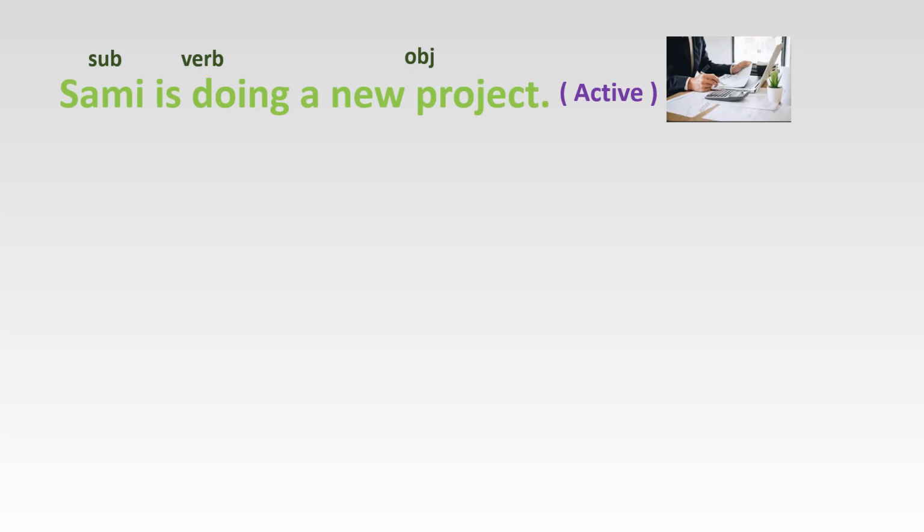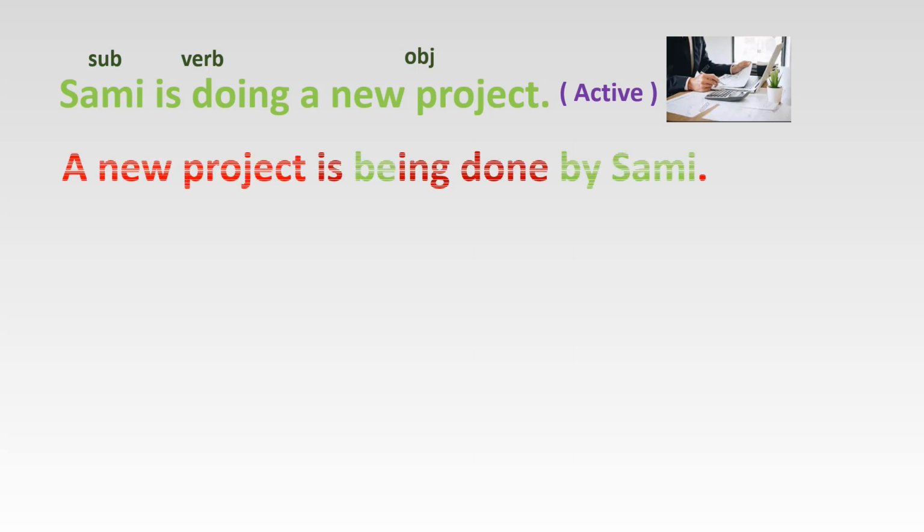We have is, doing, is or am or are. Now let's change from active into passive. We can say a new project is being done by Sammy. What happens here? We have the same steps. We have the object, a new project. It becomes at the beginning, a new project.